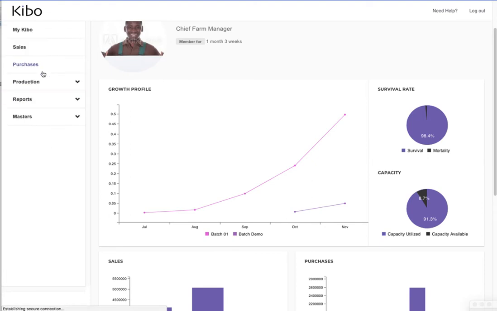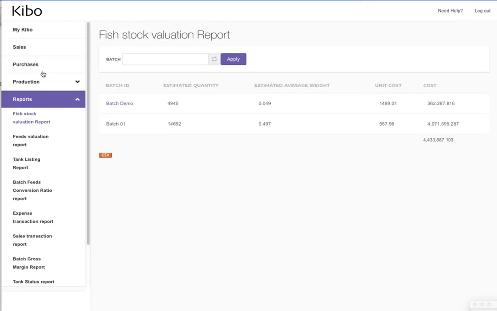So let's jump on the first one, fish valuation report, which is pretty much telling you what is the current value of all the inventory you're holding on your farm today. So like I said before, we have two batches currently, batch one and the demo batch that we've created today. And this shows you the estimated quantity, average weight, the unit cost, and you can see the cost here. So in total on this farm today, if you were to say what is the value of my farm today, I'm sitting on almost 4.5 million naira.